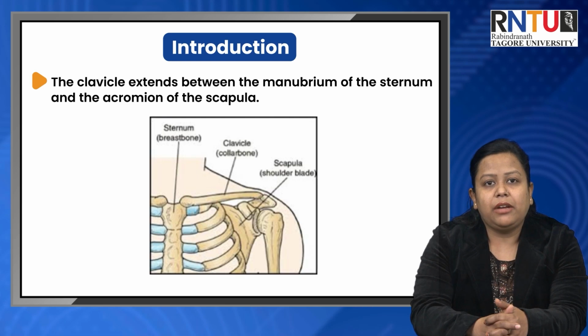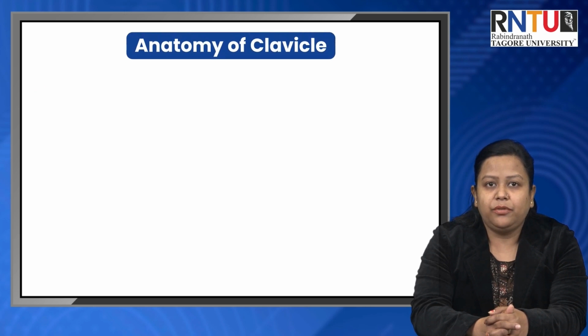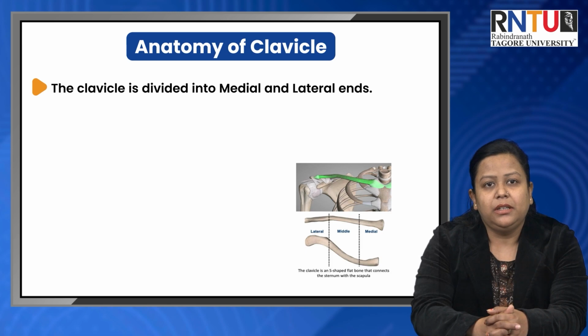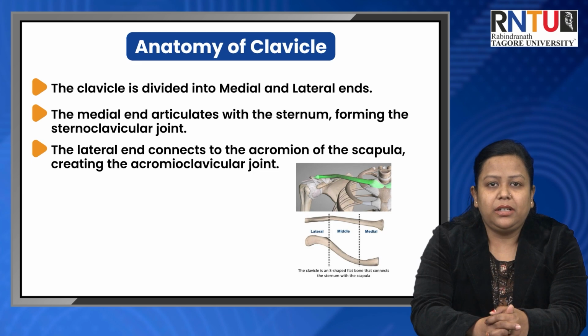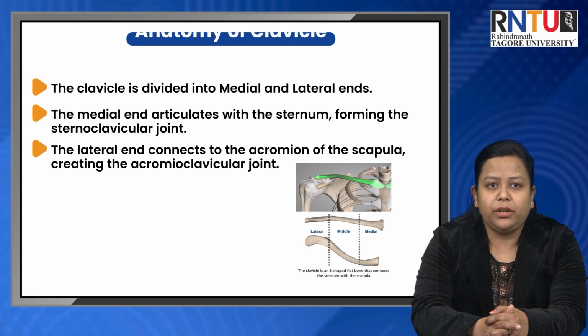Introduction. The clavicle extends between the manubrium of the sternum and the acromion of the scapula. Anatomy of the clavicle. Now let's take a closer look at the anatomy. The clavicle is divided into medial and lateral ends. The medial end articulates with the sternum, forming the sternoclavicular joint, while the lateral end connects to the acromion of the scapula, creating the acromioclavicular joint.